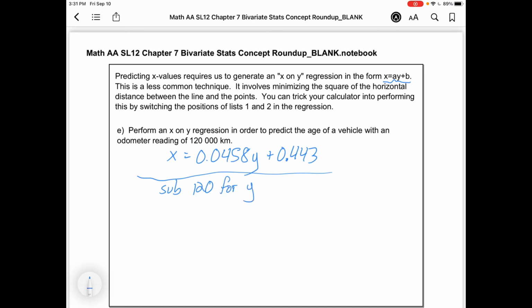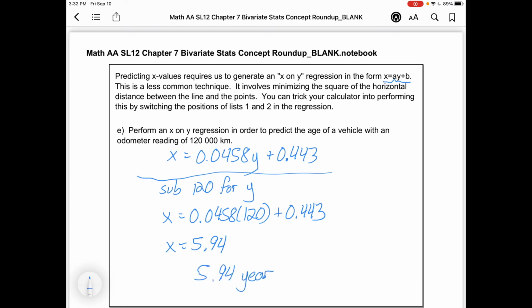So I've done this slightly different regression, and I'm going to get x equals 0.0458 times 120, which was my y, plus 0.443. And when I run that through, I'll get about 5.94, which seems kind of reasonable. 5.94 years old. That's how old we can assume the car is. You'd get a different answer by subbing in 120 into the other regression equation.